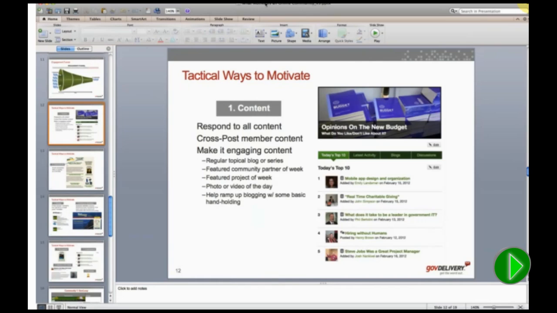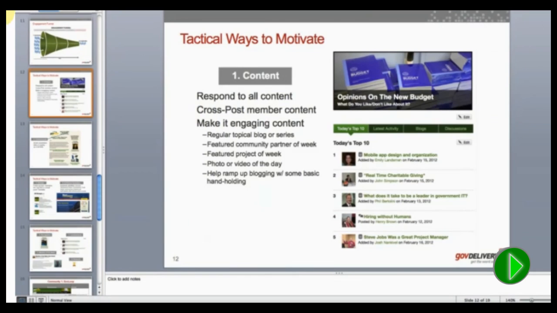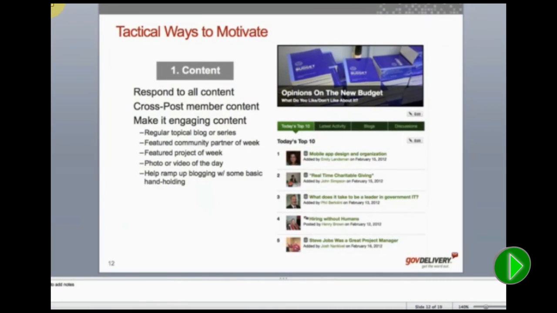If you reinforce with them that their ideas are valuable and worthwhile to the community, that's going to really motivate them to try something in the future and continue. So respond to as much content of your members as possible. Another quick tip is to cross-post member content. If you see a member who's writing a topic that might be interesting to someone else, then you should cross-post that, because that'll spread the idea to people who are most interested in it.